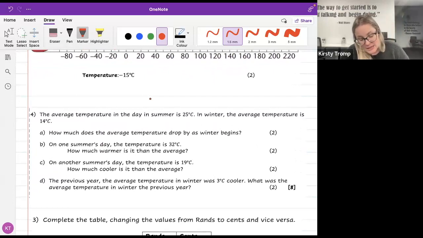On one summer's day, the temperature is 32 degrees Celsius. How much warmer is it than the average? On another summer's day, the temperature is 19 degrees. How much cooler is it than the average? And the previous year, the average temperature in winter was 3 degrees cooler. What was the average temperature in winter the previous year? So have a look at those word problems for me. I'm going to answer 3 questions in the meantime, and then I'm going to come back. Please don't put the answers in the chat.